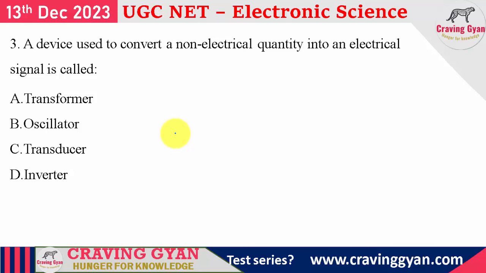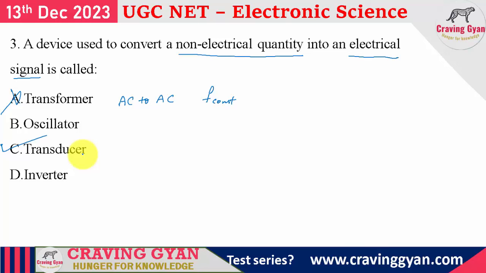Third question, a device used to convert a non-electrical quantity to an electrical quantity. Transformer is a wrong option. Transformer is going to convert AC to AC, but the frequency is maintained constant. Right? Transducer is the best option. So a transducer is the one which is going to convert a non-electrical quantity to an electrical quantity.